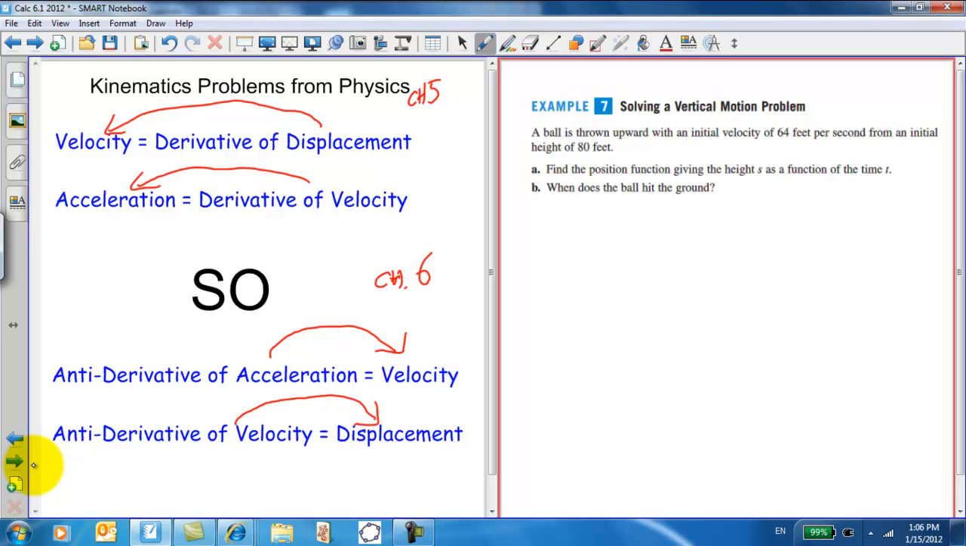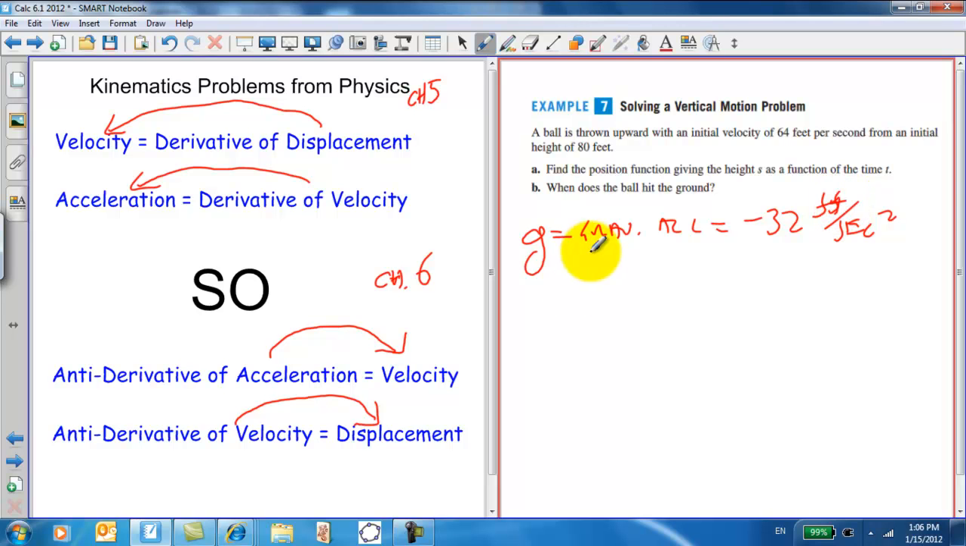A ball is thrown upward at an initial velocity of 64 feet per second and an initial height of 80 feet. Find the position function, given the height s as a function of time. Now what you'll be given in this is gravitational acceleration. G equals gravitational acceleration. And in this system that's negative 32 feet per second squared. I don't expect you to memorize that. I would have that as part of the given information.